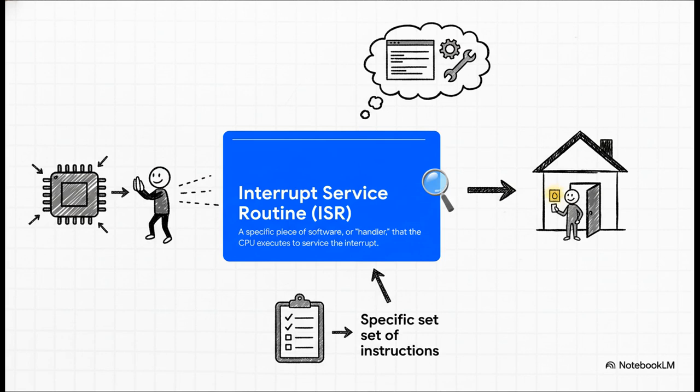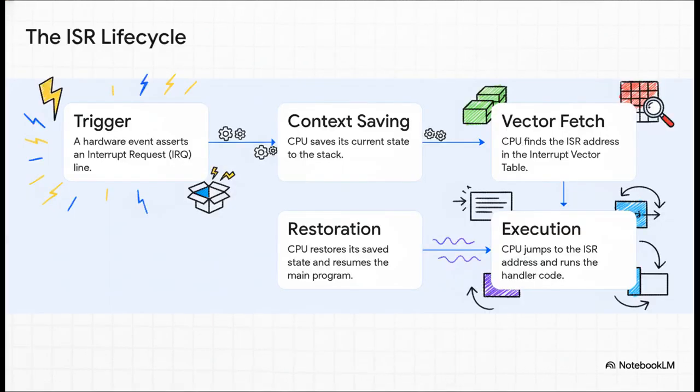The moment an interrupt happens, the CPU immediately stops whatever it's doing and runs a special piece of code. This is called an interrupt service routine, or ISR for short. You can think of the ISR as the specific playbook for how to handle that particular visitor who just rang the doorbell. Now, this whole process is incredibly fast and elegant, and it happens in 5 key steps.